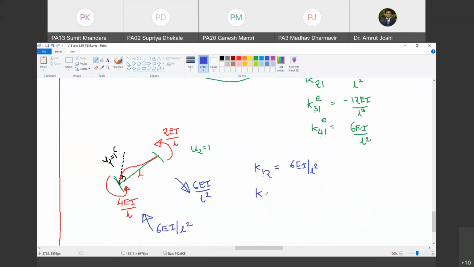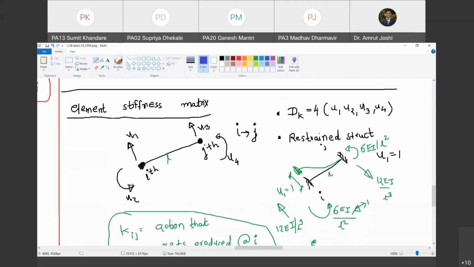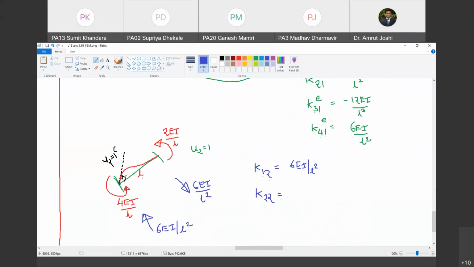What is K22? Action that needs to be produced at 2 to have unit deformation at 2. What is 2? 2 is rotation. So here, for unit rotation, what is the corresponding action at 2? Moment or force? Moment. So therefore this is 4 EI by L. Do you agree with me?